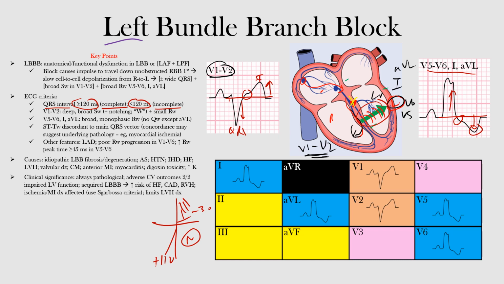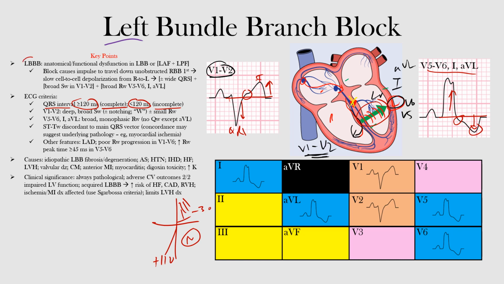Various criteria have been proposed to diagnose myocardial ischemia and infarction in such settings, such as the Sgarbossa criteria, although we're not going to get into that here. You can look that up if you're interested. And lastly, left bundle branch block does affect the diagnosis of left ventricular hypertrophy. All right, let's briefly review what we discussed before we end.